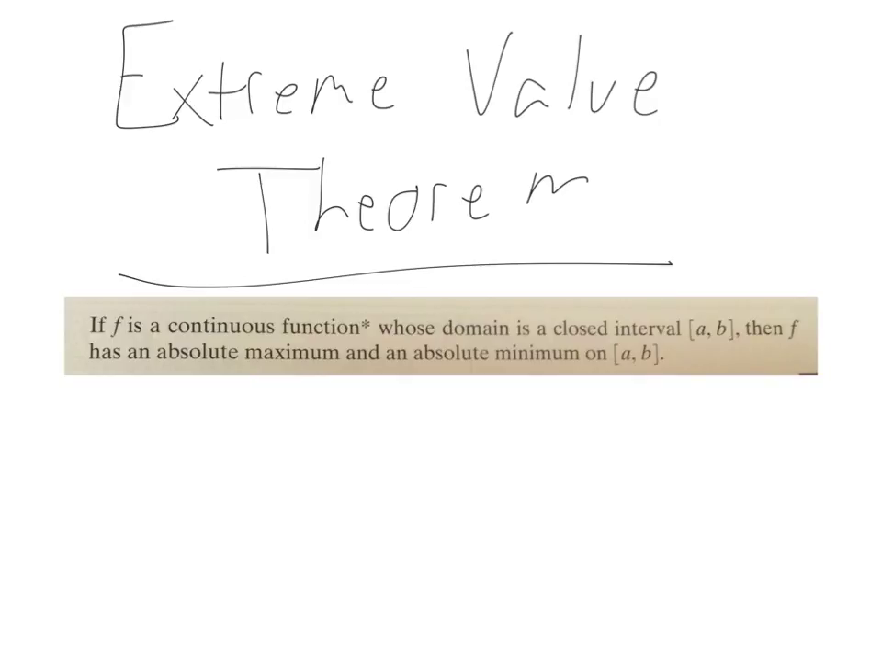Now, if the domain is an open interval, so like if the domain is all real numbers, then depending on the particular function you're dealing with, you may have one or the other. You may have an absolute minimum or an absolute maximum, but you more than likely won't have both. Now, something else we're going to go over is called the average rate of change.